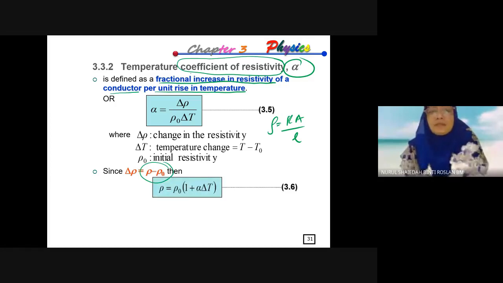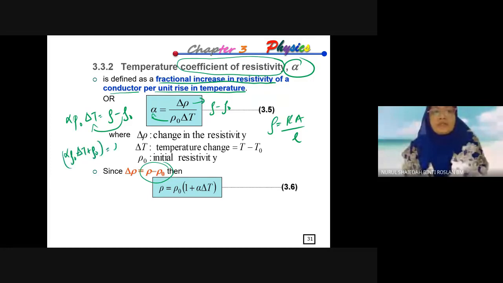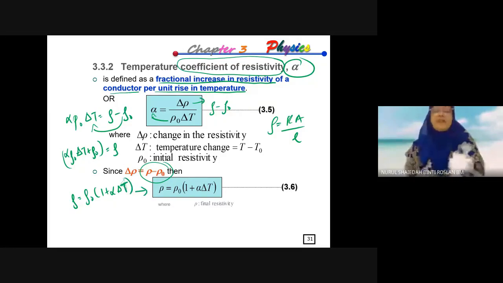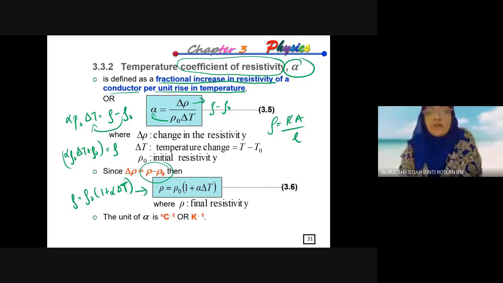So dari situ apa dia buat? So yang ini sama dengan rho tolak rho naught. Okay, so dia bawa yang ini ke sini. So you akan dapat alpha rho naught delta T sama dengan rho tolak rho naught. So yang ini bawa ke sini. So alpha rho naught delta T plus rho naught sama dengan rho. So rho akan sama dengan rho naught, dia factorize, so 1 plus alpha delta T. Dapatlah itu.